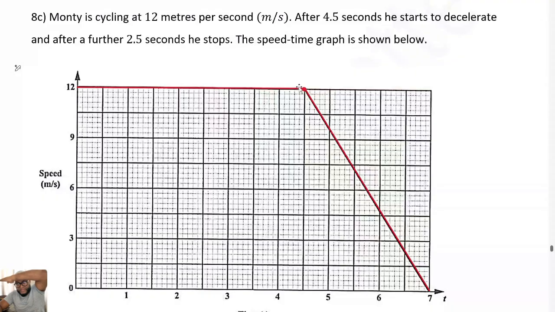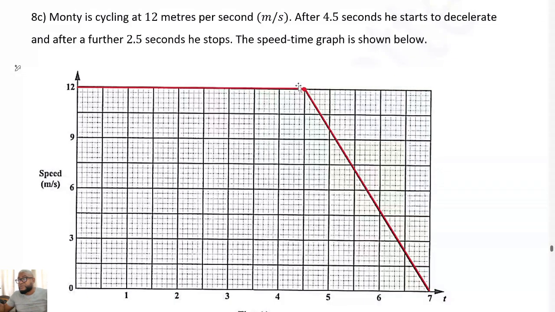what would the acceleration be? Constant acceleration. I was waiting for somebody to give me a wrong answer, and I'm not getting any wrong answers. Very good. So your acceleration is 0 when the line is flat like this. And when the line is sloping downwards, Melisha, will it be an acceleration or a deceleration? Deceleration. Excellent.